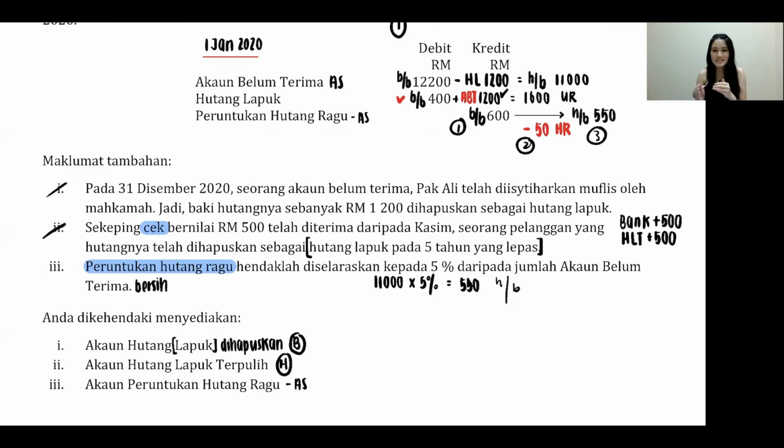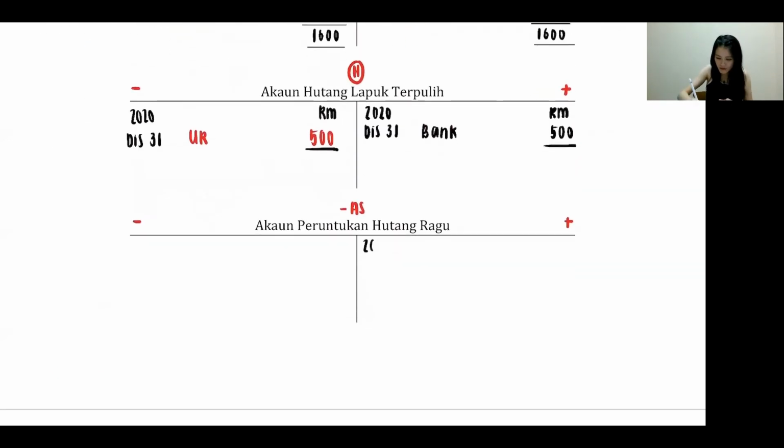Okay, so now let's put it into the positive side for Peruntukan Hutang Ragu for its Baki BB, 600 ringgit. Okay, so positive side, 2020, January 1st, Baki BB, 600 ringgit. And what's next? Next thing, we're not going to put on the positive side because we said that it's going to get lesser, right? So go to the negative.